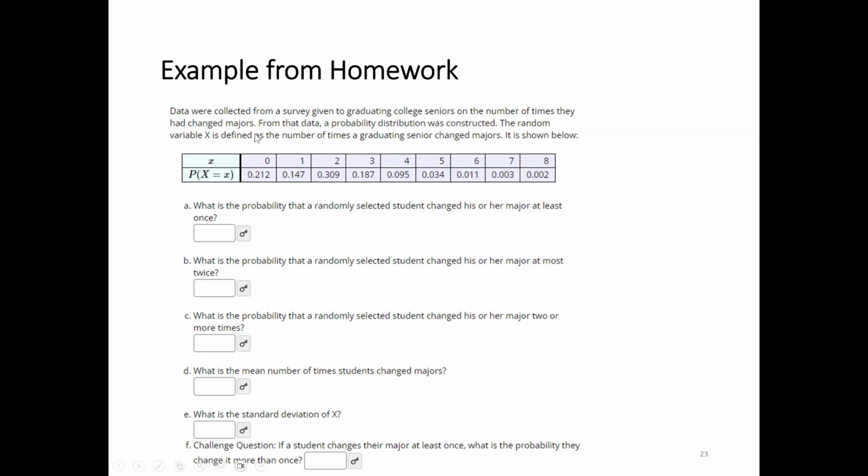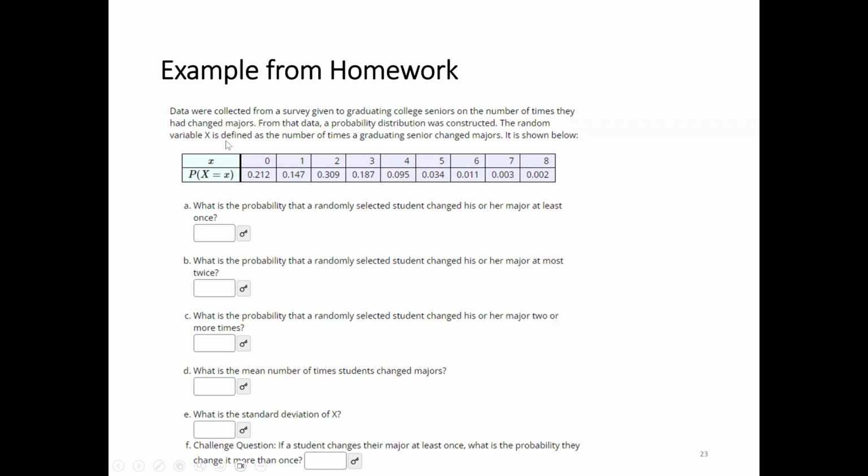Data were collected from a survey given to graduating college seniors on the number of times they changed their majors. Sound familiar? I never changed mine. I wanted to, but I didn't. From that data, a probability distribution was constructed, and it's a sideways table, but that doesn't make any difference. If it bothers you, put the X in a column and put the P of X in another column. And you don't need your calculator except to be adding on this one, because I don't think you need to find an expected value.